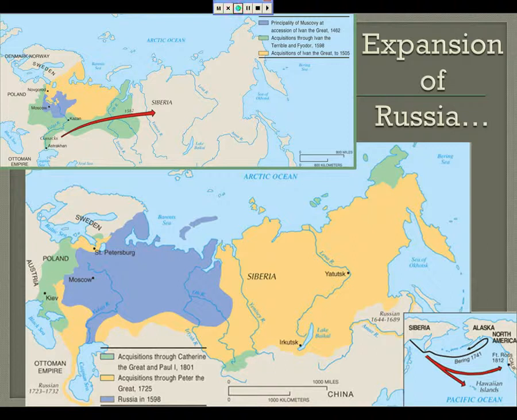So Russia's goal, push back the Mongols so we don't have to worry about them. And then let's try not to anger anybody else.